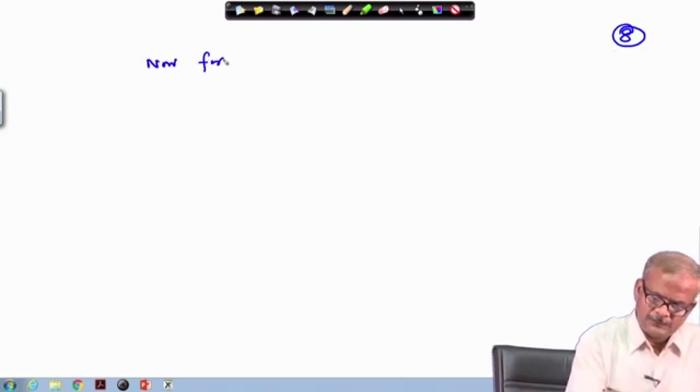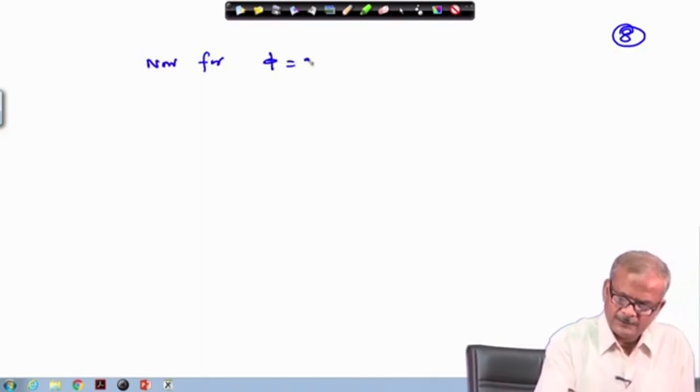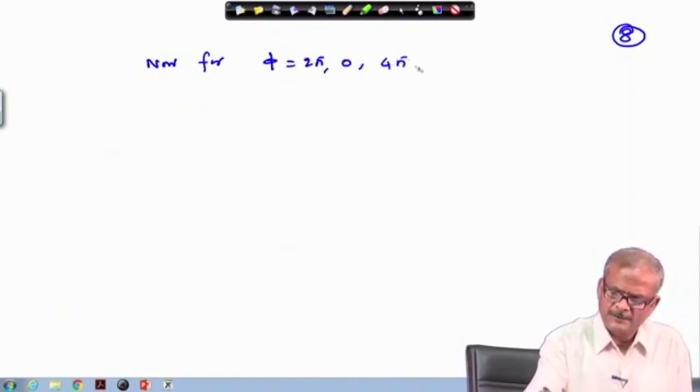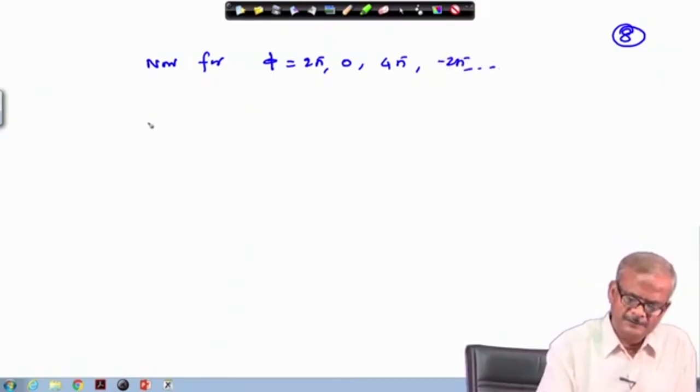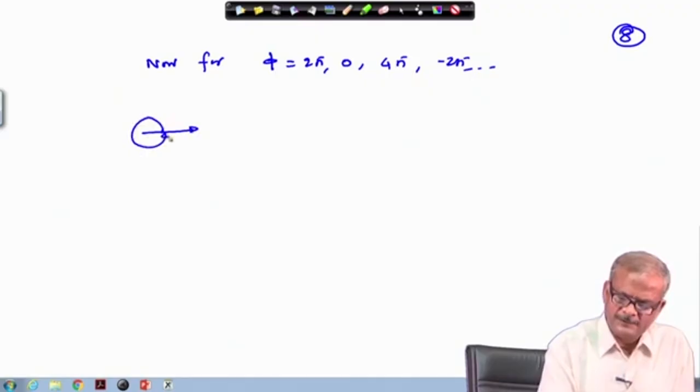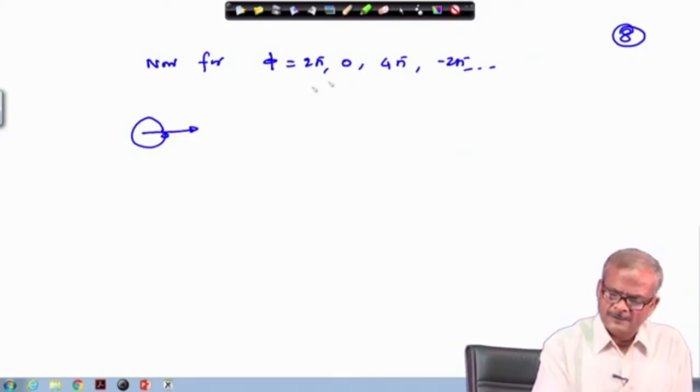Now, for phi equal to 0, 2 pi, 4 pi or minus 2 pi and so on, it simply implies that, suppose this is a vector and it has been rotated by 2 pi. This vector will again come to the same position, or it has not been rotated at all, so it remains in the same position. Similarly for the other cases, 4 pi, minus 2 pi, etcetera.